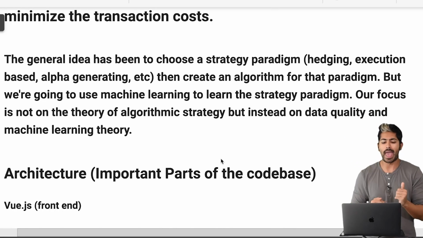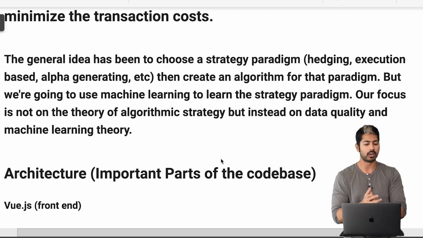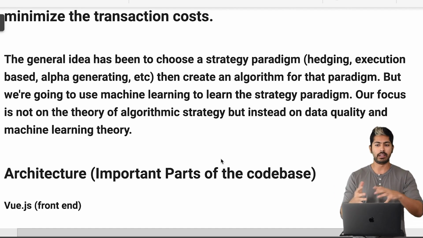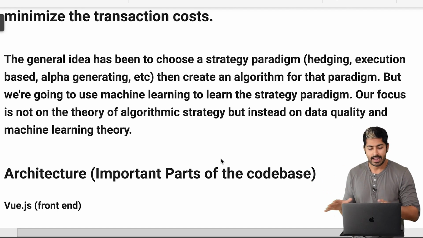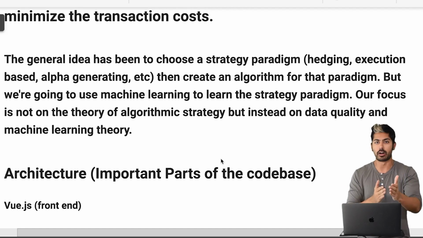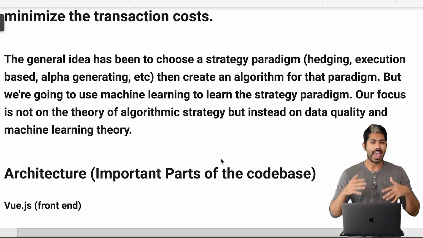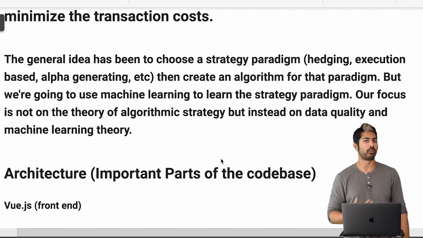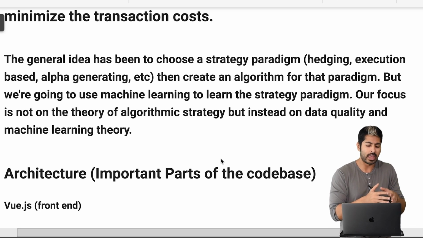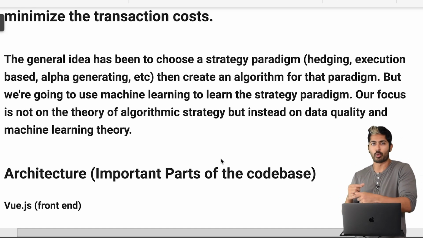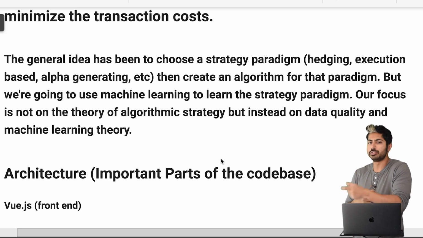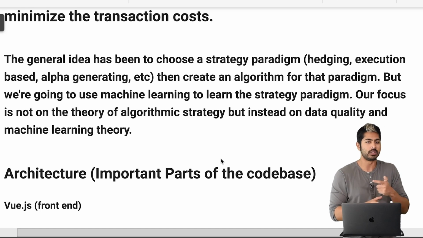So let me also add my own perspective here. The general idea in the financial automation space has been to choose some strategy paradigm, of which there are a lot: hedging, execution-based, alpha generating, to name a few. And based on that, we create an algorithm specifically for that paradigm. And we use a bunch of technical indicators that we think are going to be most useful.